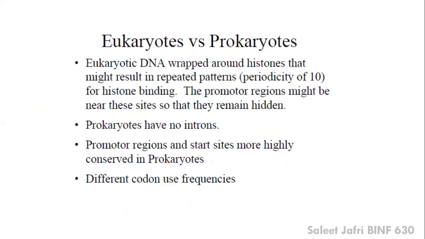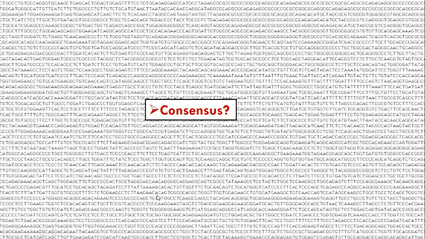One more fundamental difference in eukaryotes is that there are histones. There is processing, compartmentalization, and repeated patterns in how the histones align over a specific distance of DNA. And prokaryotes have no introns. Promoter regions also vary from prokaryote to eukaryote. And also in terms of codon usage, what codons humans use differs from the codon usage even in prokaryotes. Accordingly, the gene prediction algorithms change.